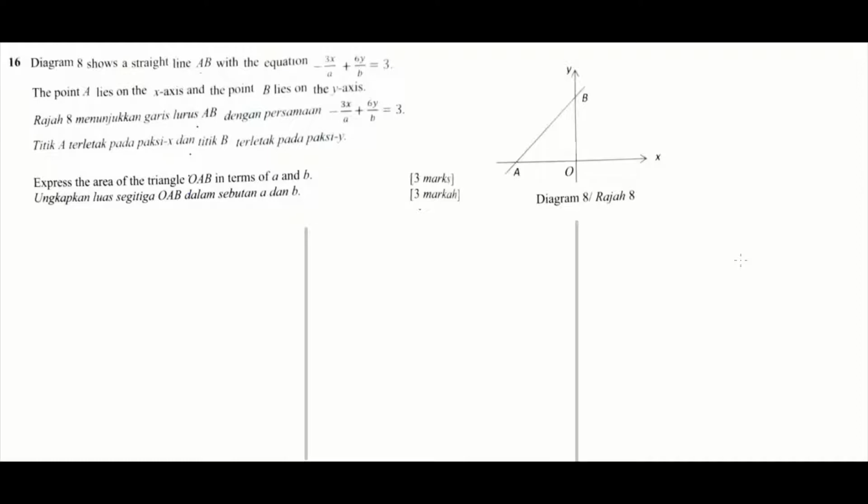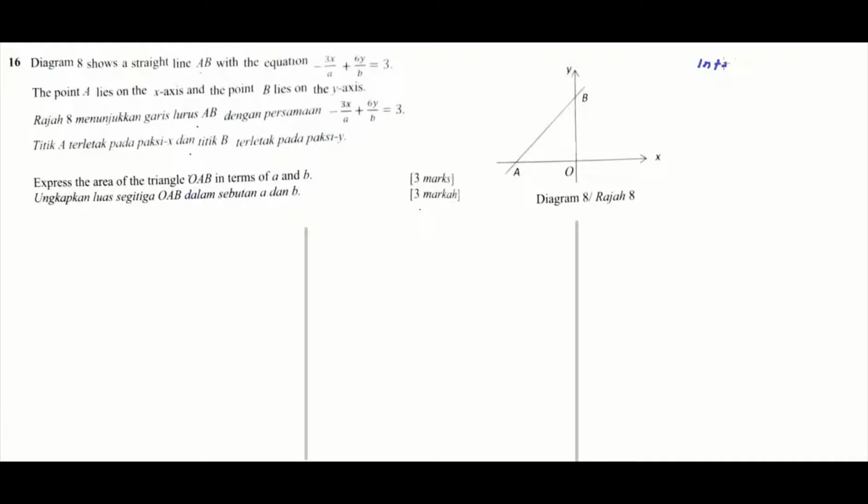So diagram 8 shows a straight line AB with the equation negative 3x over a plus 6y over b equals to 3. When you look at this equation, you should be able to relate it to a form of straight line equation which is called the intercept form.